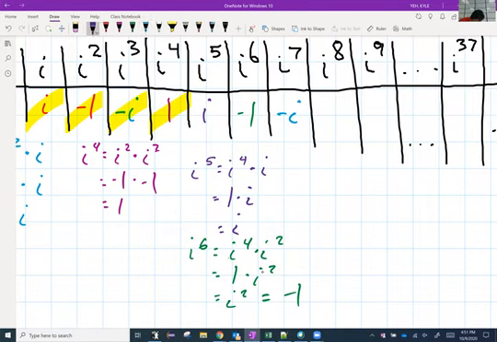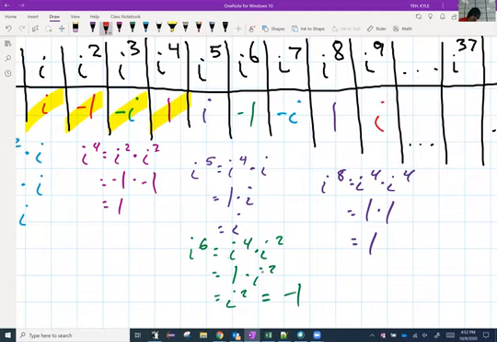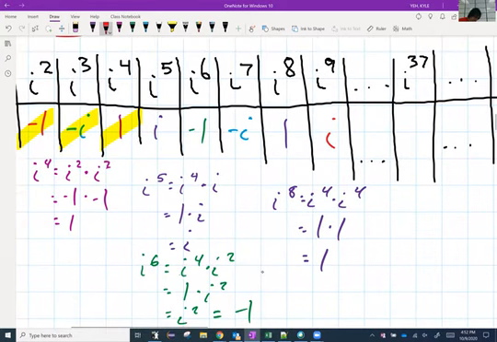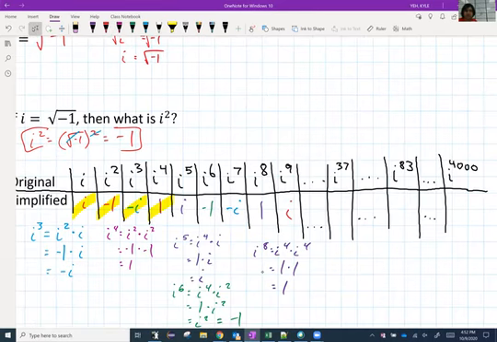What about i to the eighth? i to the eighth is equal to i to the fourth times i to the fourth. 1 times 1, 1. And you can see that this pattern repeats: i, -1, -i, 1. i, -1, -i, 1. So the next one, i to the ninth, is probably going to be i. So then here's my question. What is i to the 37th power?